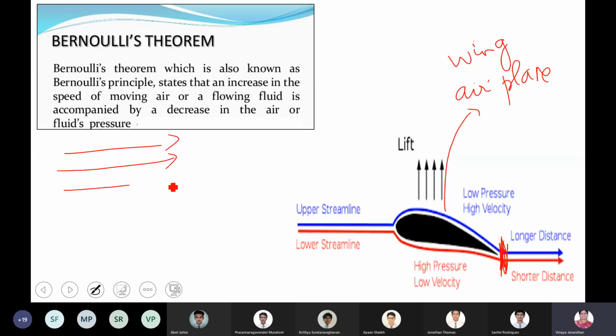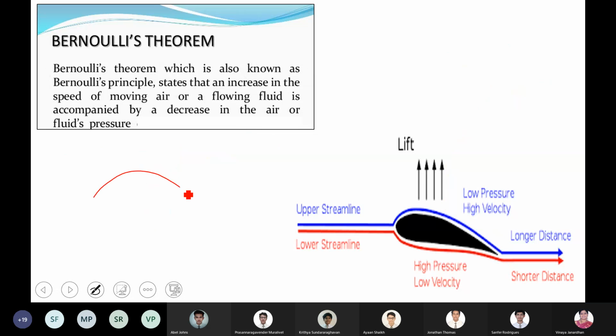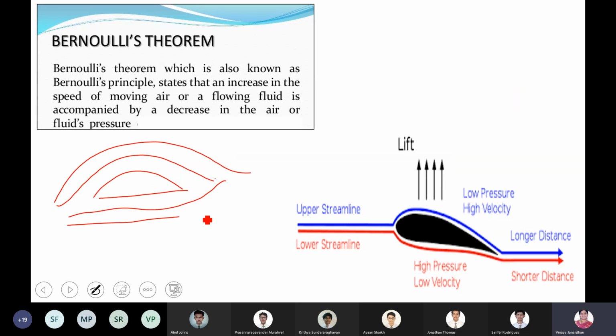This is how your airflow is a laminar flow. Air is flowing in this way. You keep an aerofoil. What happens the moment you keep your aerofoil? The air will move like this. On the upper surface it will get curved, the lower surface it's fine.